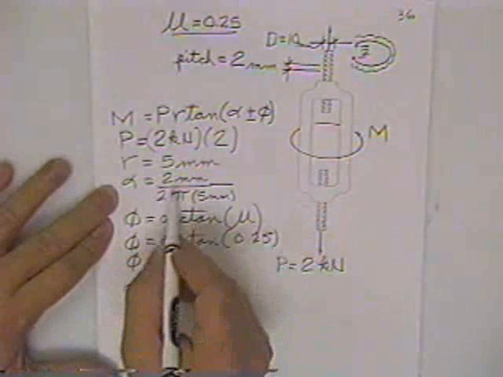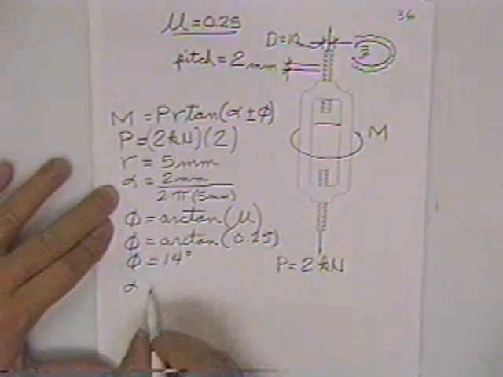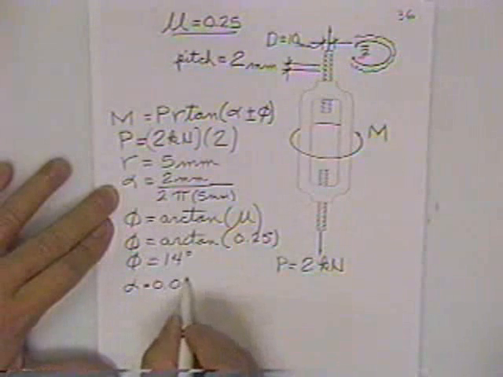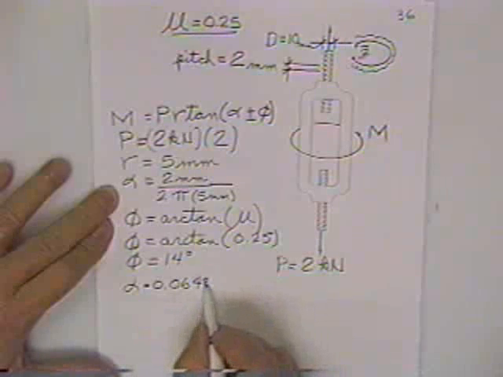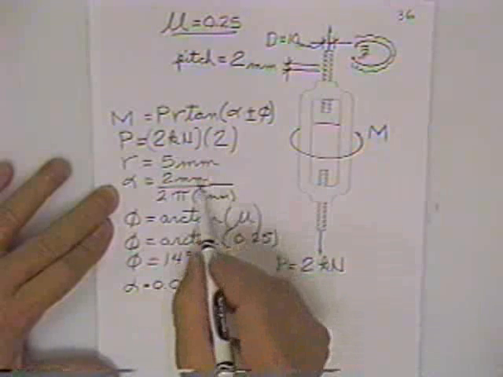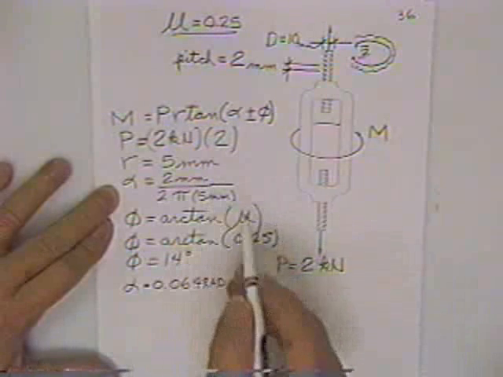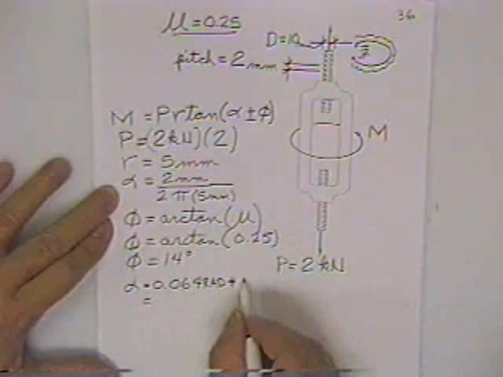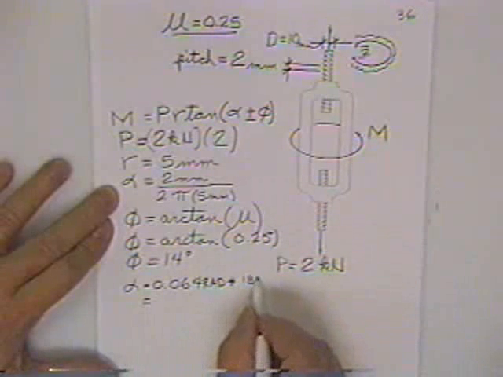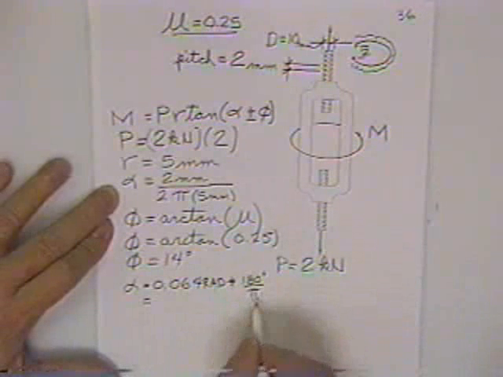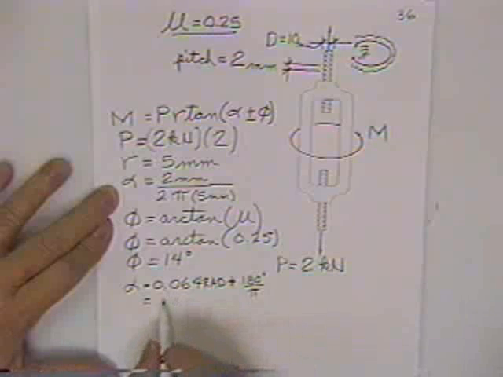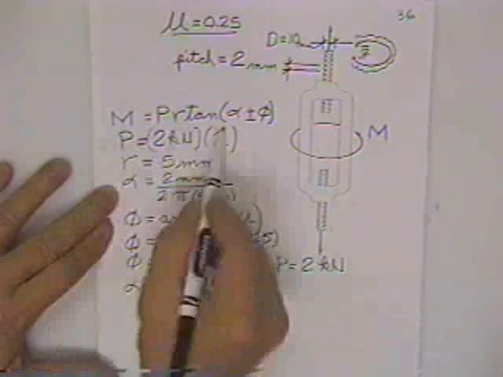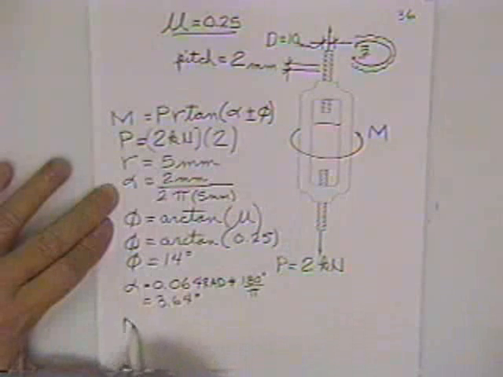Alpha, if you just take 2 divided by 2 divided by 5 divided by pi, it turns out to be 0.064, but that's in radians. You'll notice millimeters over millimeters has no units, so you've got to multiply that times 180 degrees for every pi radians, and that comes out 3.64 degrees. And from then on, it's nothing but a matter of just putting it in the equation.